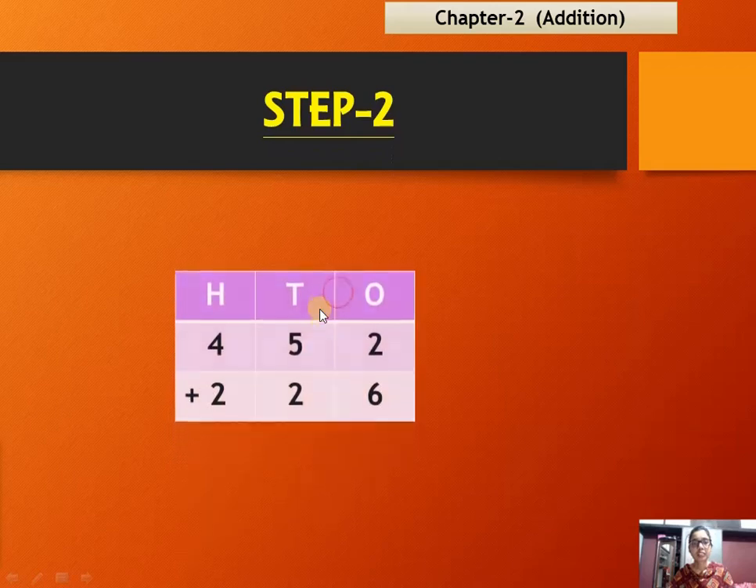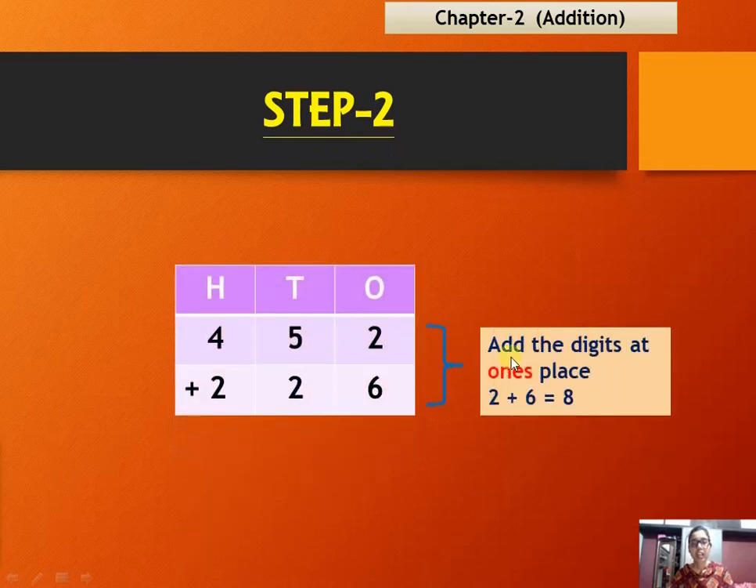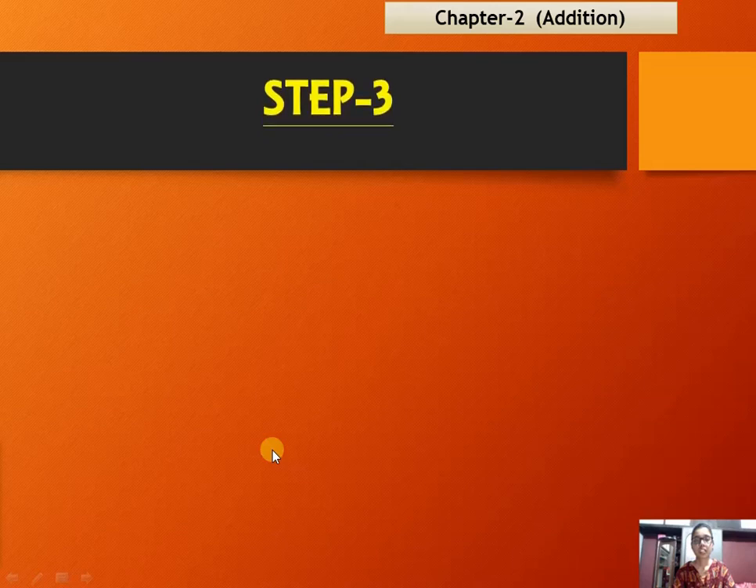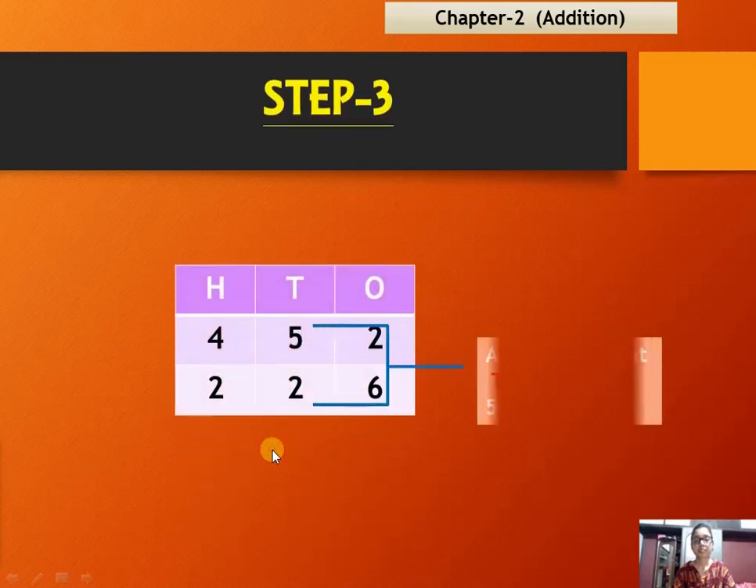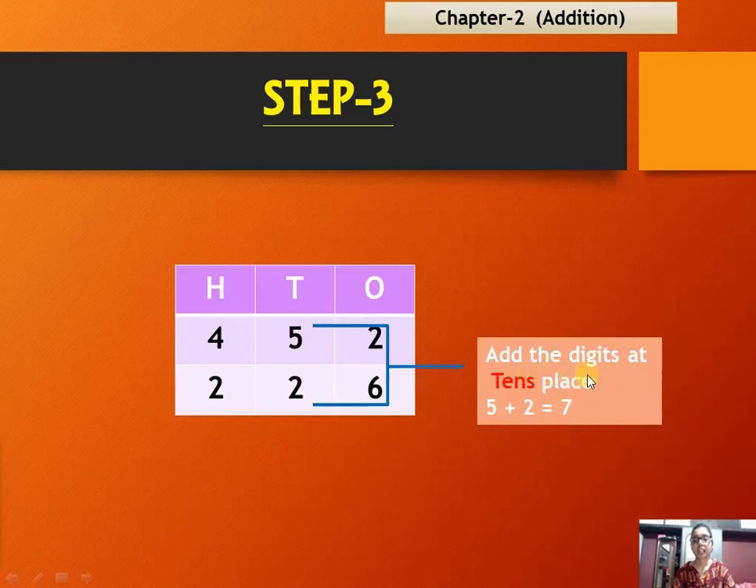Step 2 is add the digits at 1's place. So children, first we will start addition by adding the digits at 1's place. As you can see here, 2 and 6 are at 1's place. So 2 plus 6 is equals to 8. Step 3 is add the digits at 10's place. Here you can see 5 and 2 are at 10's place. So 5 plus 2 is equals to 7.